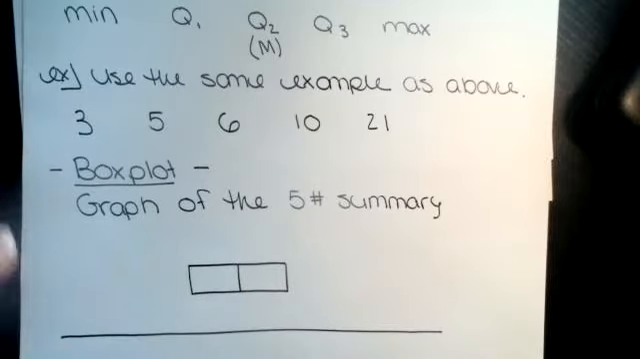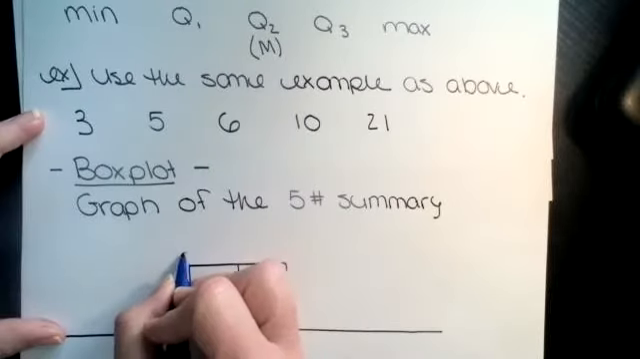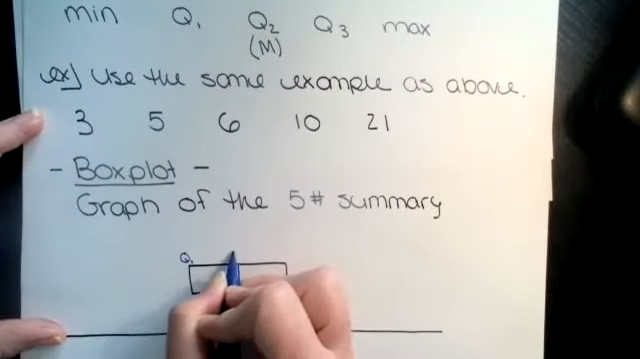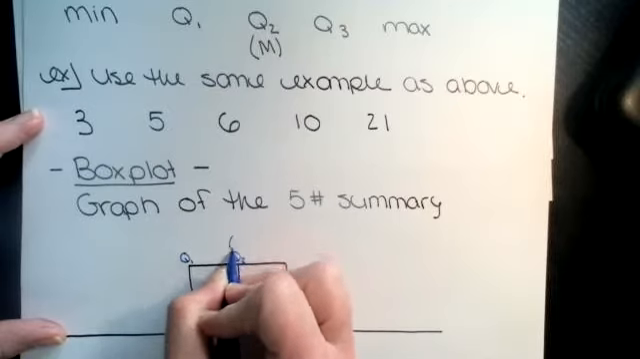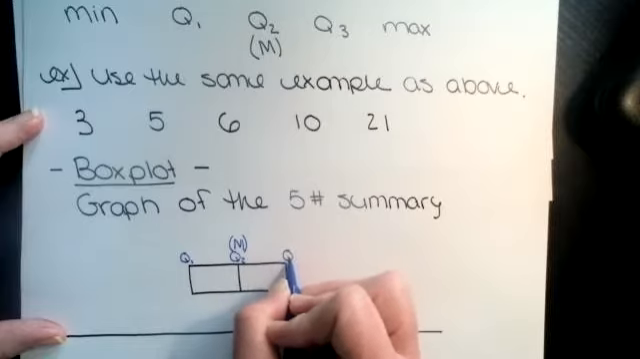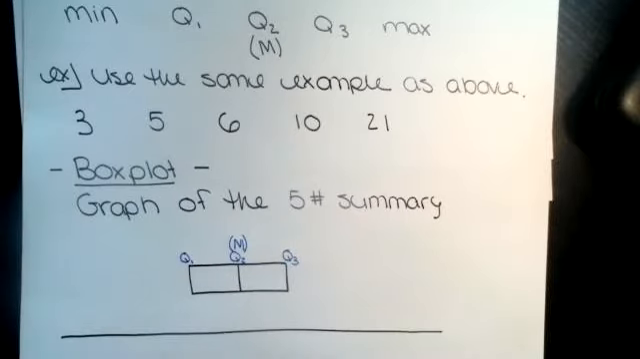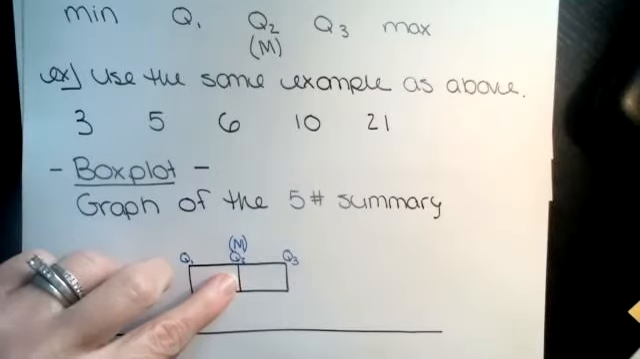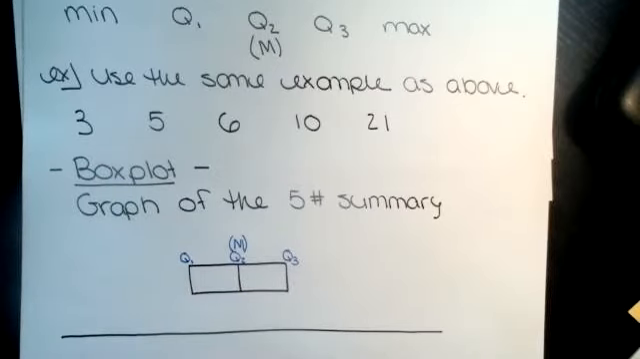So this right here is my quartile 1. This is my quartile 2, which is the median. And then this right here is my quartile 3. So there's my box. Then from there, I'm actually going to make a note of where my mean is. My mean, not the median. I know where the median is. It's this middle line. So I want to actually add the mean.